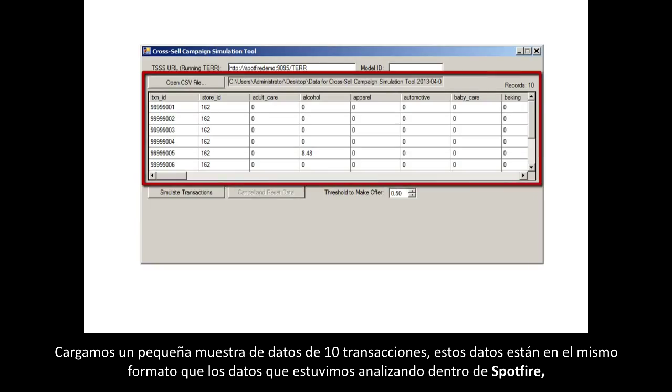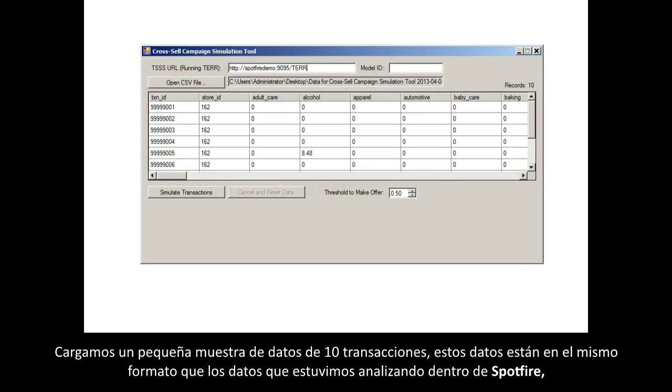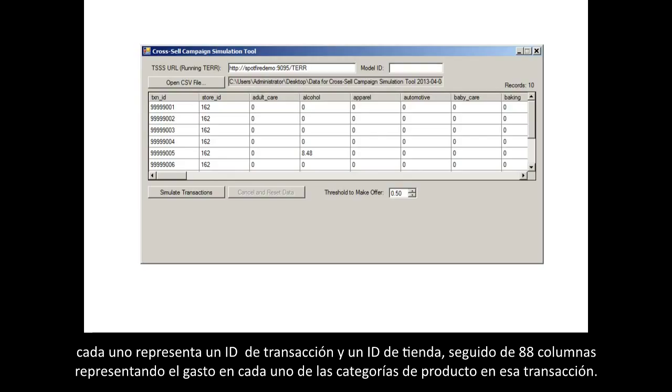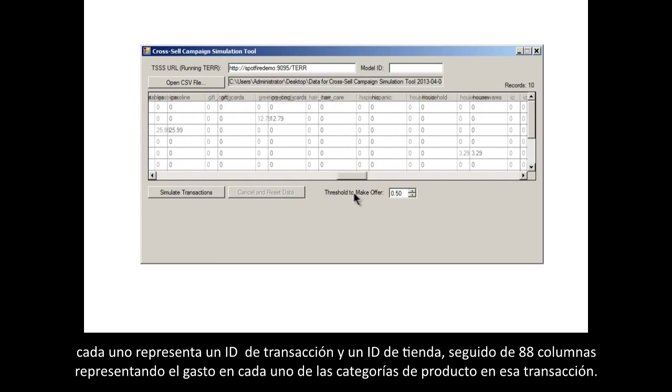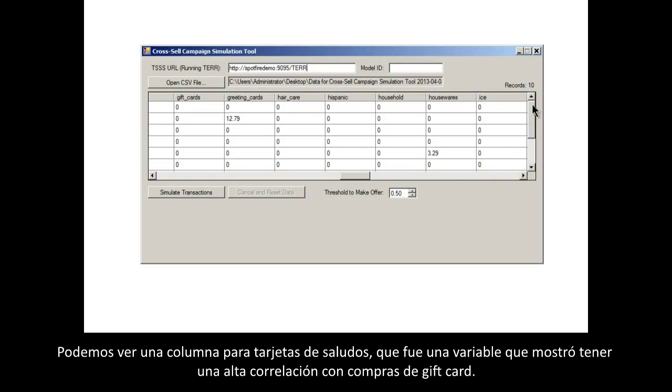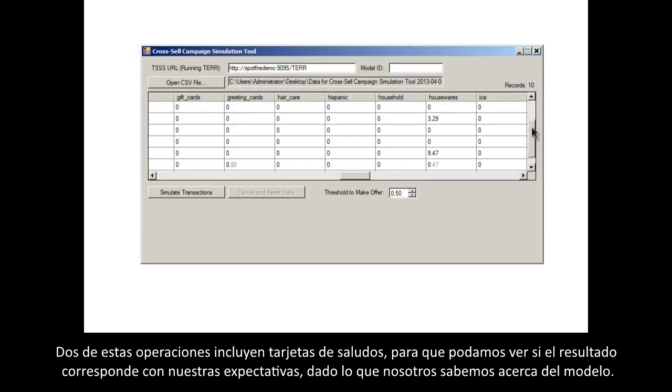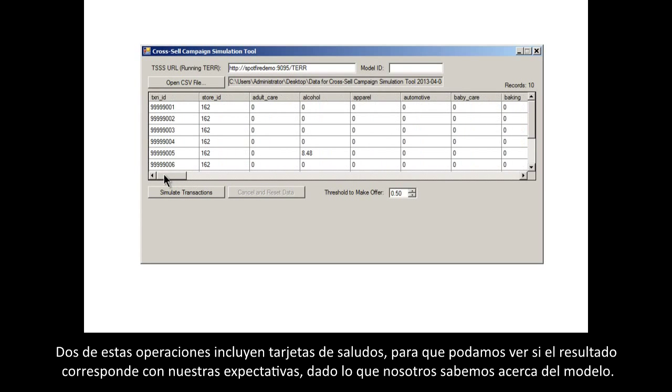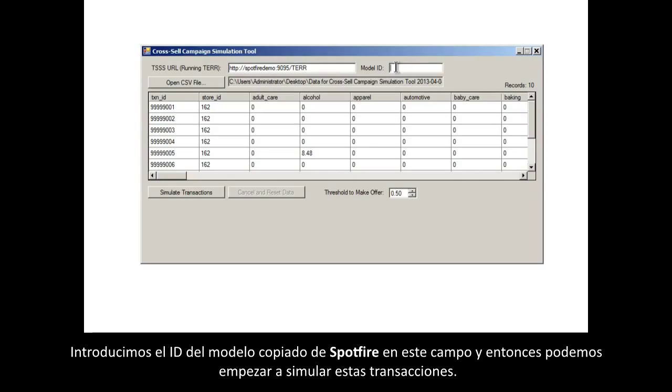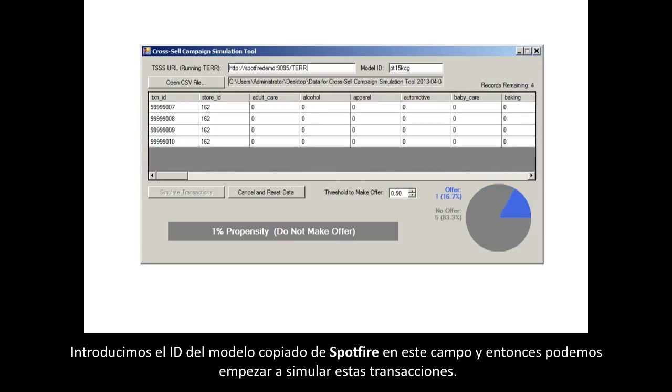We load a small sample dataset of 10 transactions. This data is in the same format as the data we were analyzing inside Spotfire. Each row represents one transaction, and there is a column for transaction ID and store ID, followed by 88 columns representing the spend in each of the product categories in that transaction. We can see greeting cards is one of the columns that was a variable that was shown to have a high correlation with gift card purchases. 2 of these transactions include greeting cards, so we can see whether the outcome corresponds with our expectations given what we know about the model. Enter the model ID copied from Spotfire into this field, and then we can begin to simulate these transactions.